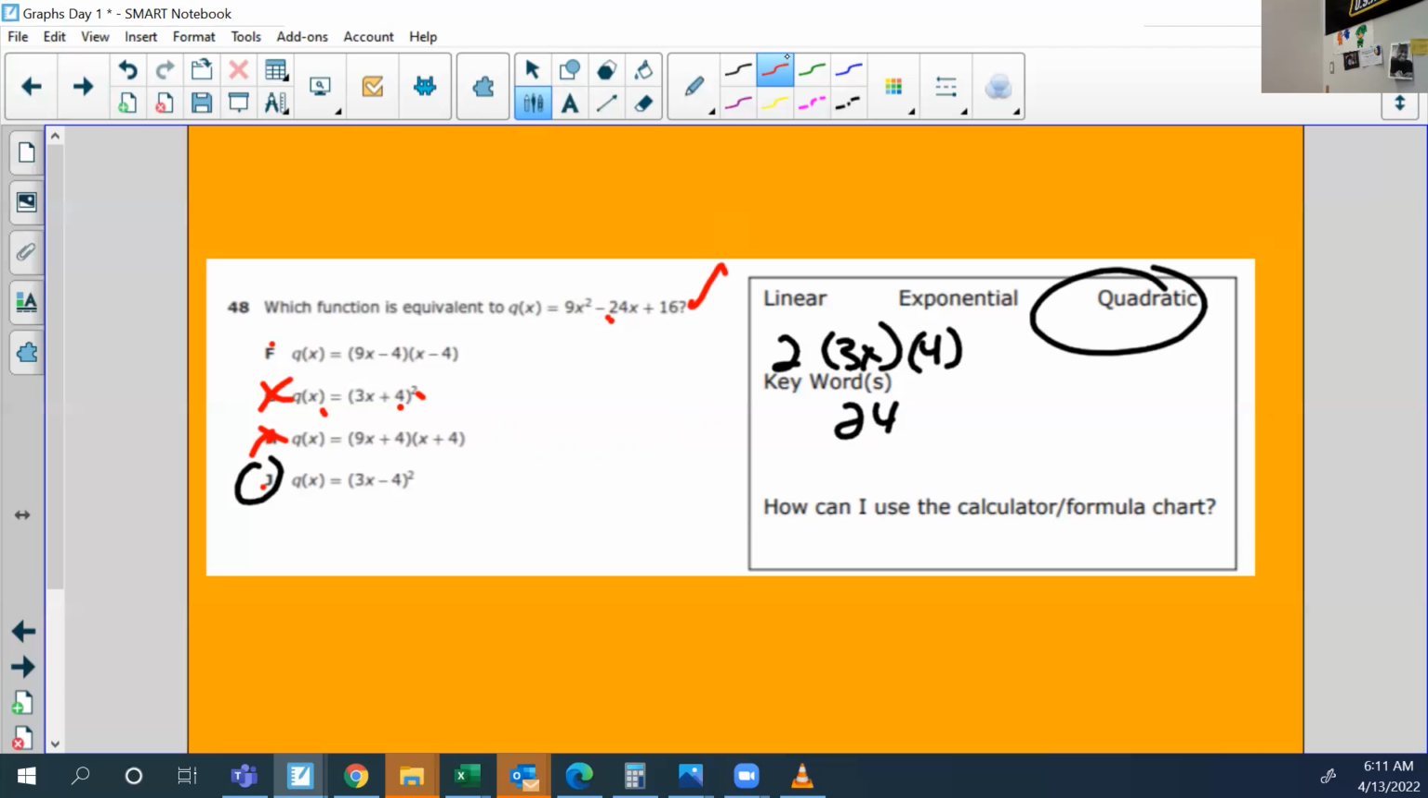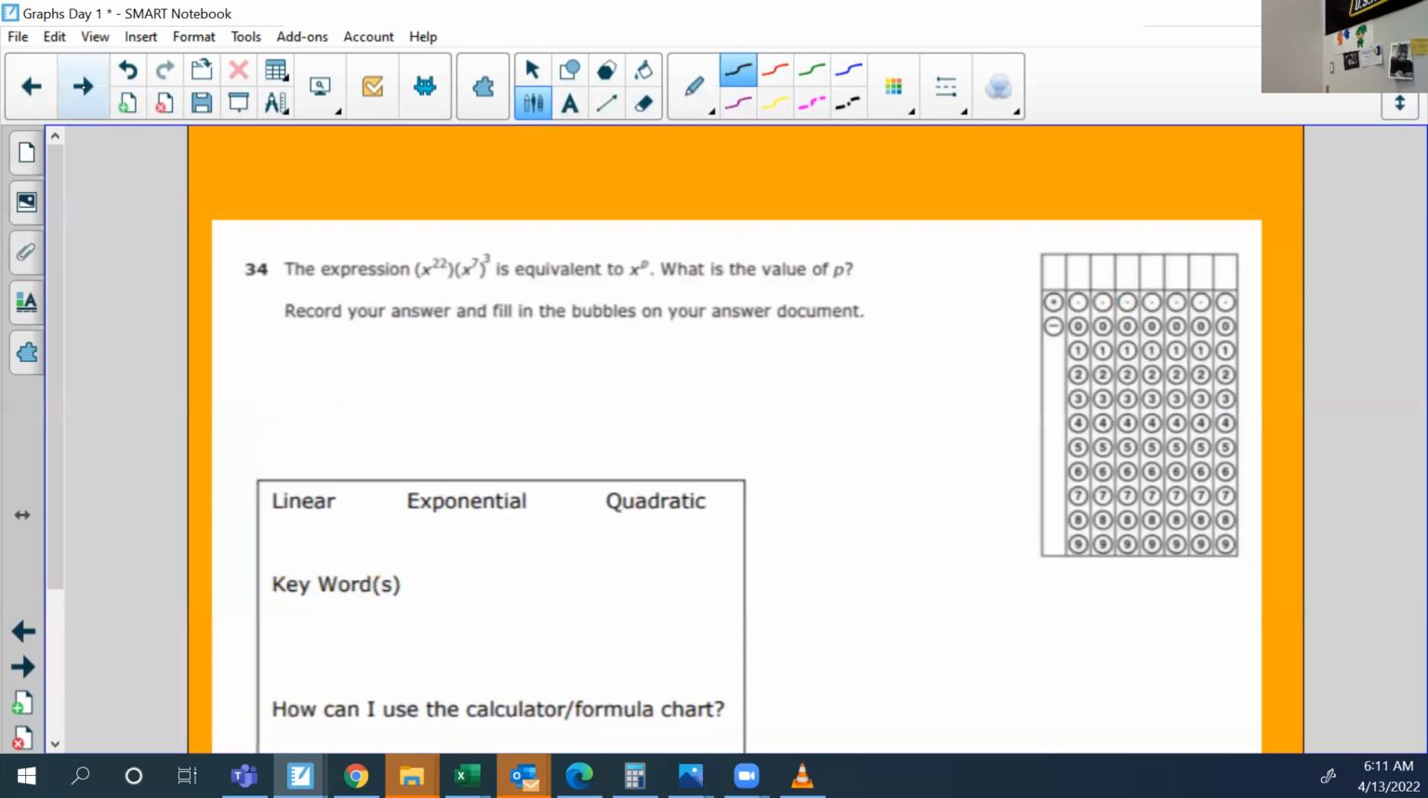So graph, I put graph right here. Little tricks you can use. All right, let's move on. Again, this one we did earlier too.